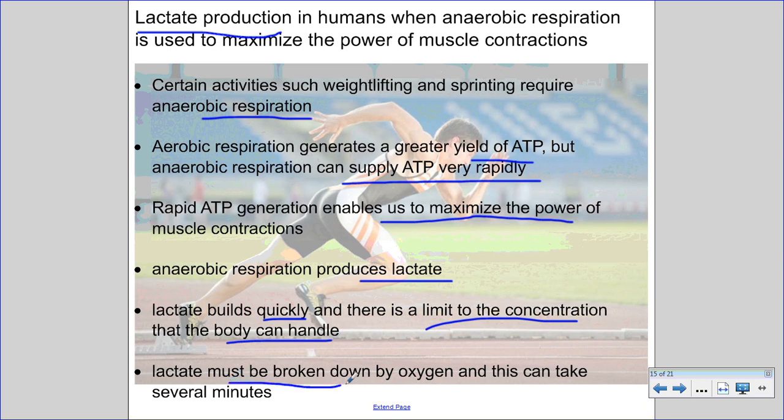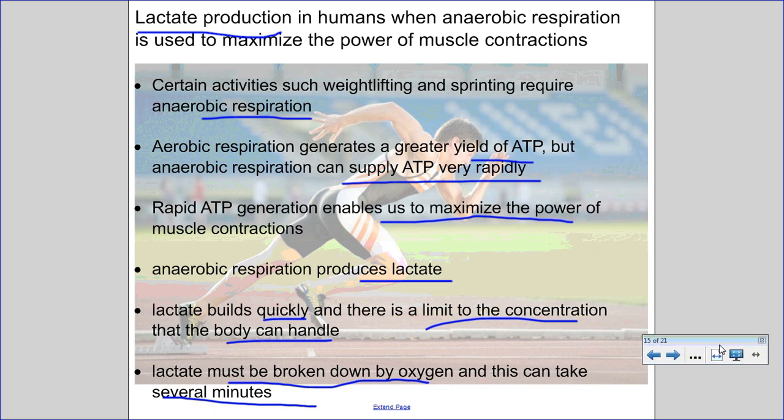The lactate must be broken down by oxygen, and this can take several minutes. So it takes you several minutes to get running again in any significant amount. This is giving your body time to break down the lactic acid that has built up in your muscles.